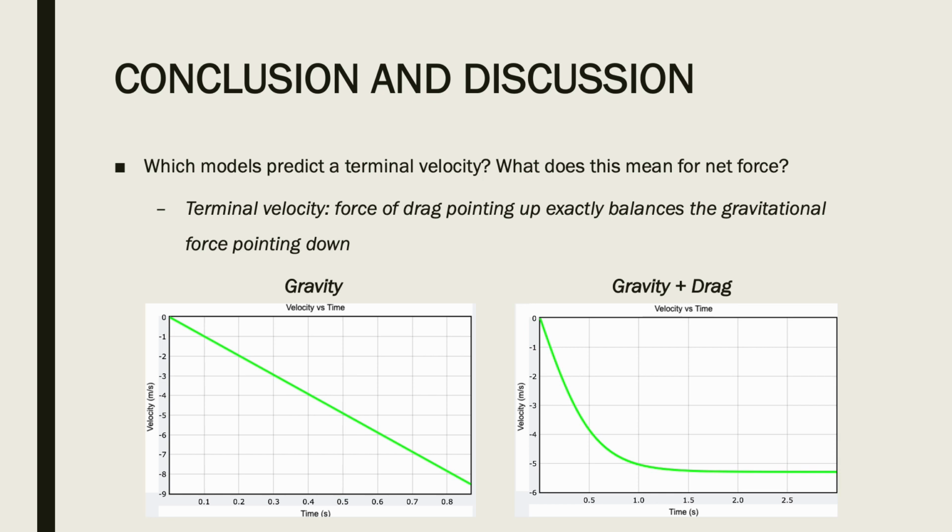What does this mean for the net force? This means that as the terminal velocity continues to infinity, the net force would eventually become 0. This would imply constant velocity motion after a certain point, and the velocity would not change. To observe this, I modified the code to run longer.